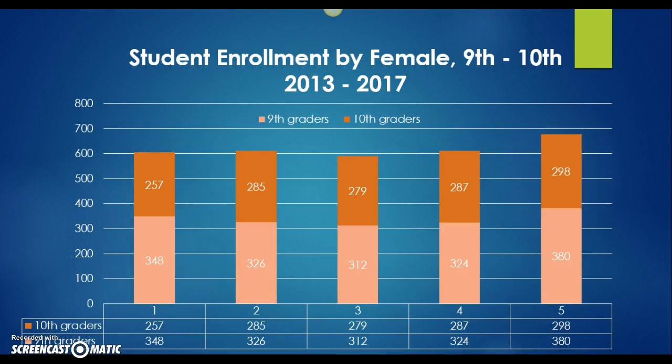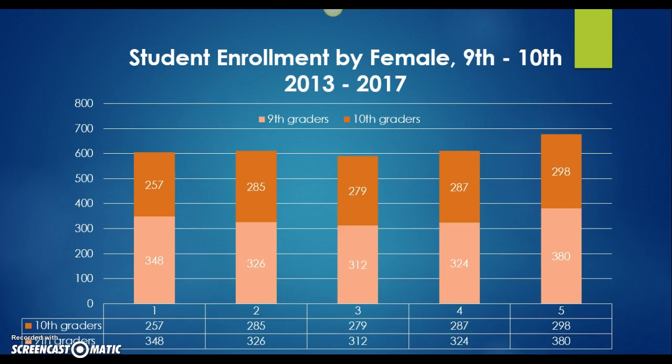The student enrollment by females. This is an interesting look at some data here, where you see that in 9th grade for females we had 348 back in 2013. That's what the 1 means down there. That is a representation of 2013, and every one of those numbers increases by year until you get to 2017, where that number of 348 jumps to 380. Then you look at 10th graders, which goes from 257 all the way up to 298.